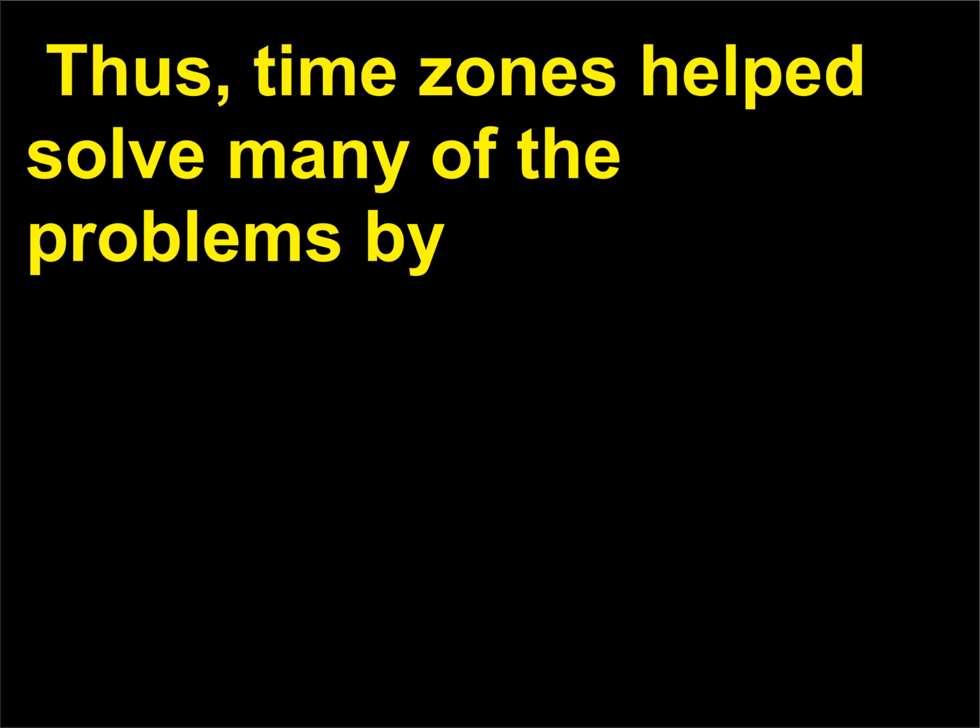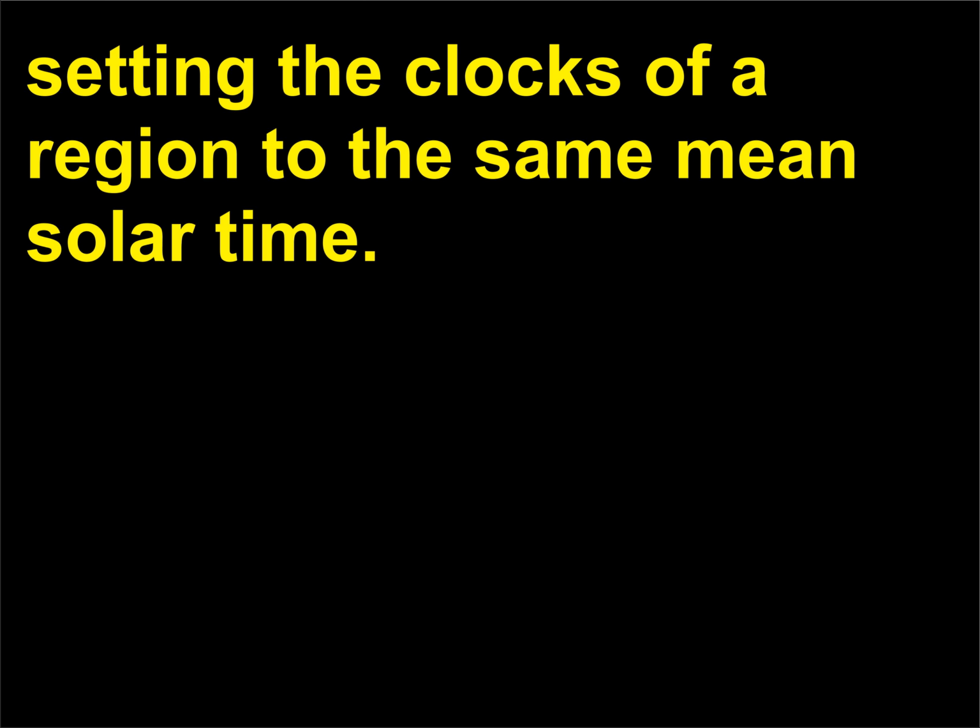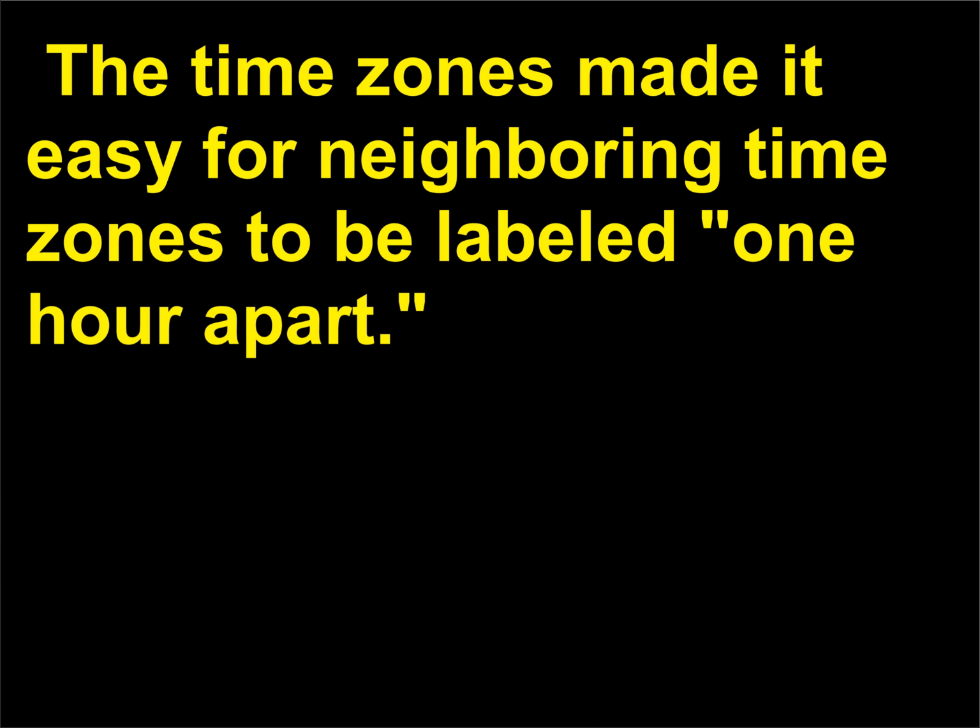Thus, time zones helped solve many of the problems by setting the clocks of a region to the same mean solar time. The time zones made it easy for neighboring time zones to be labeled 1 hour apart.